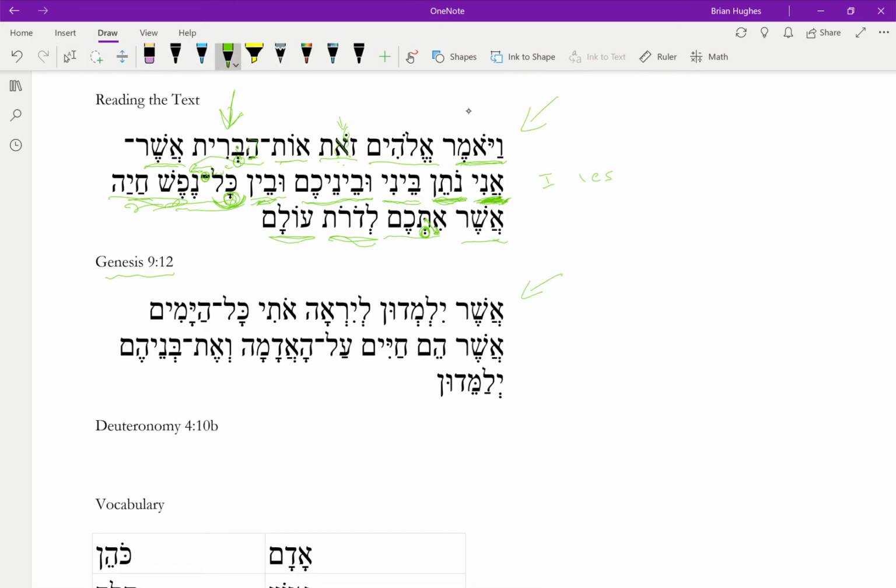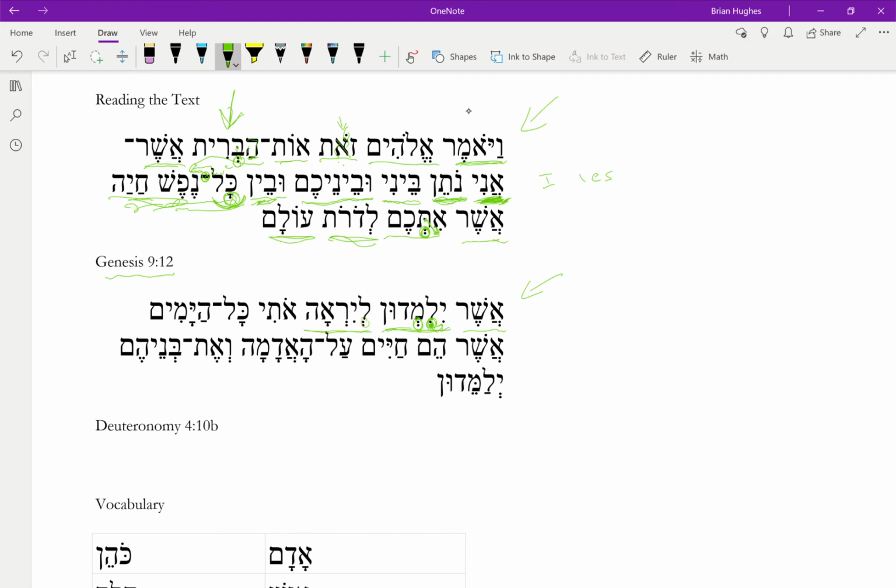Another text that I'll read here is Deuteronomy 4:10b. Asher yilmedun. So here we have two shavas. There's a number of ways to know what's going on here. First of all, we have two shavas back to back, which means the first one does the walking, it's silent. The second one does the talking, it's vocal. Also, we know this one is silent because it's preceded by a short vowel. So, yilmedun.